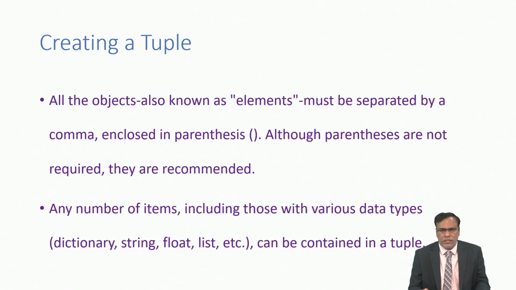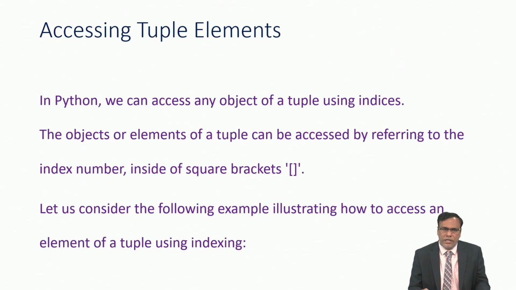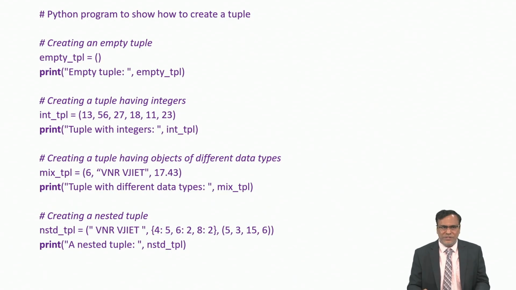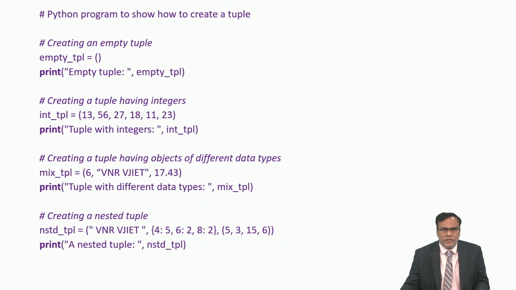Now we are going to look at the creation of a tuple. For creating a tuple, you have to use a pair of open and close parentheses, whereas for creating a list, you have to use a pair of square brackets, that is open square bracket and close square bracket. Here is an example showing the creation of a tuple. This is the first tuple we are creating.